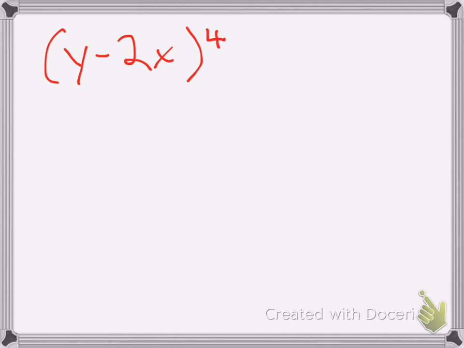Okay? Start with the coefficients. What are the coefficients for 4? You look for the row on the Pascal's triangle. It has a 4 in the second digit. So that's 1, 4, 6, 4, and 1.